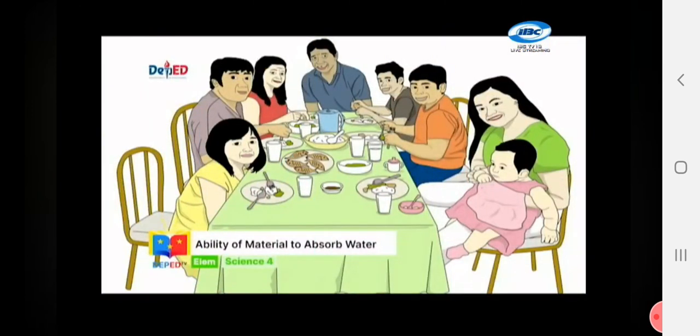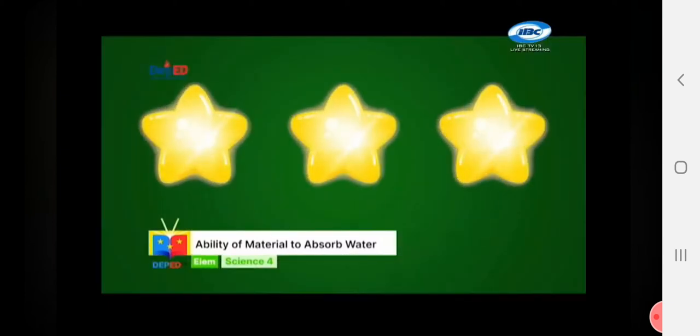Study the picture of a family having dinner. Identify at least 3 porous and 5 non-porous materials. Write your answers in the chart given. If you have completely done this activity and have written at least 3 porous and 5 non-porous materials correctly, then you deserve your third and last star.